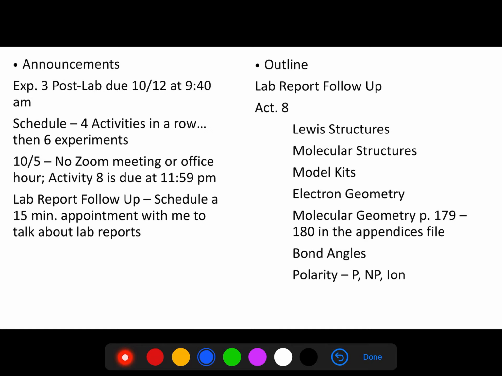Please note a couple announcements. Experiment 3 post-lab is due on October 12th, at the beginning of class. Be aware of the schedule. There are 4 activities in a row, which will be nice. A little bit of a break, but then there are 6 experiments. Lots of lab reports are coming in your future, so plan accordingly.